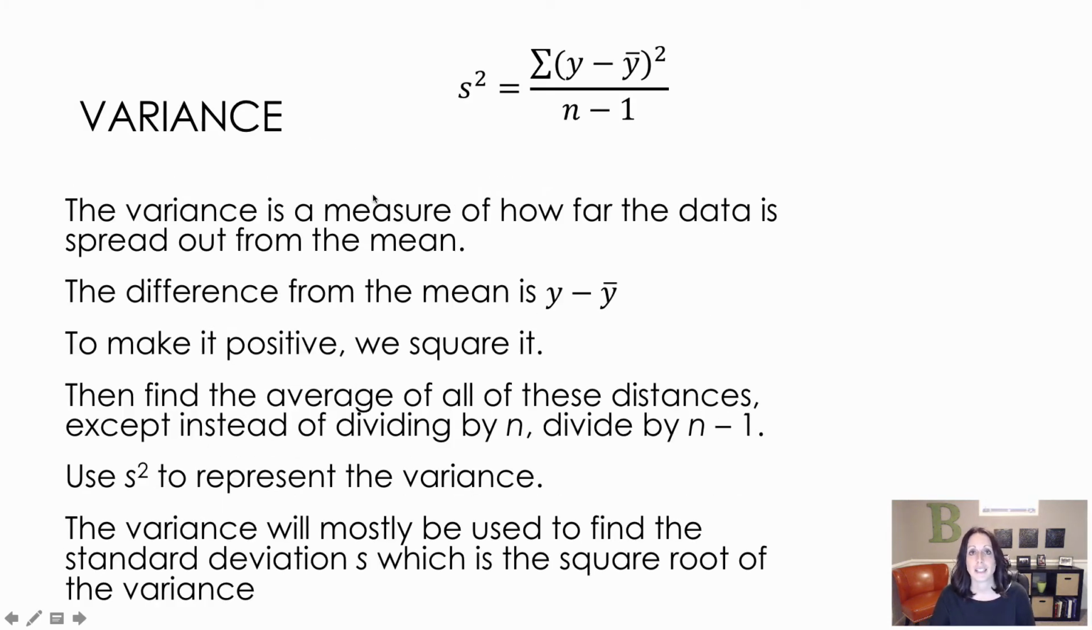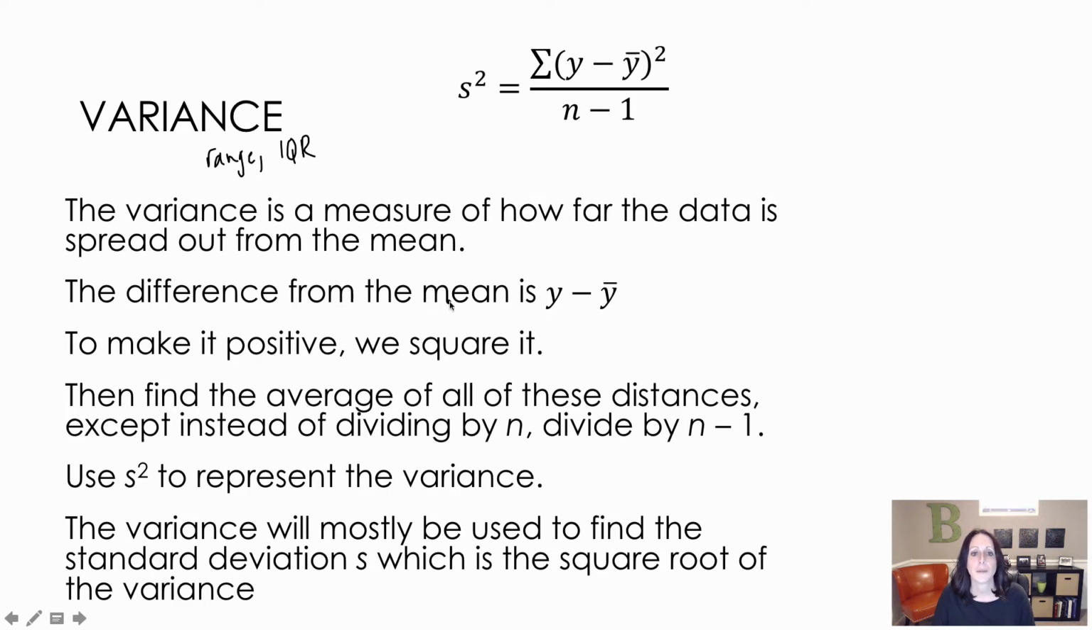Now, variance is another way to talk about spread. So we talked about spread before as the range. And we also talked about spread using the IQR, the interquartile range, how far the two quartiles are from each other. So now we're going to talk about the variance, and the variance is a measure of how far the data is from the mean.